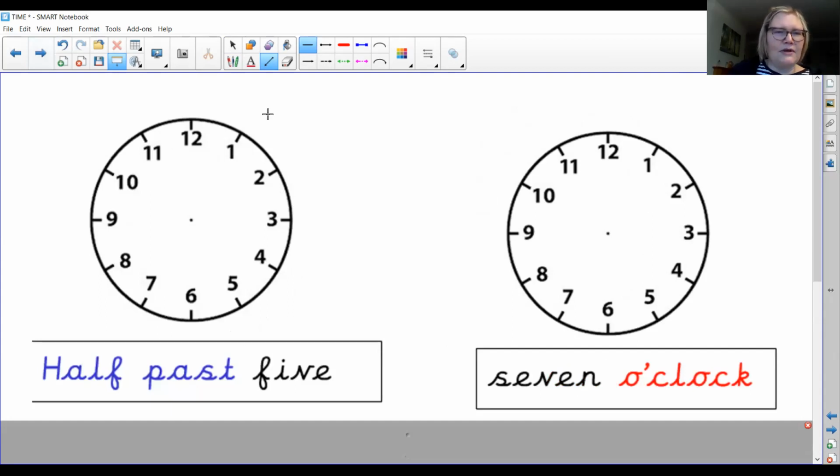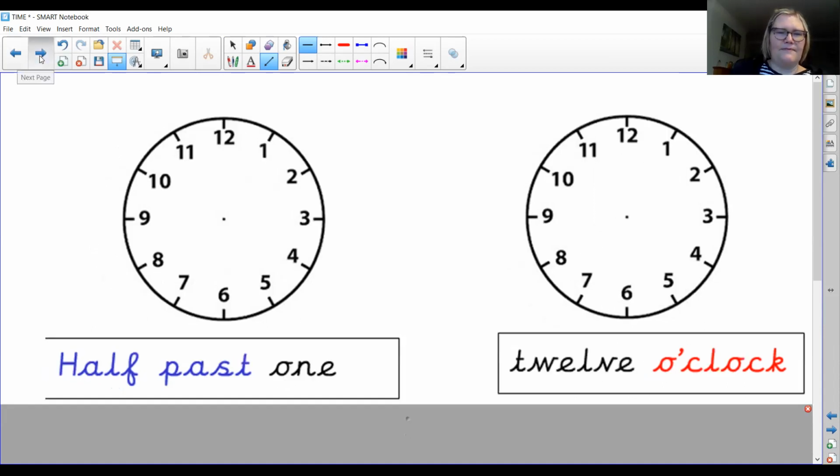Pause the video, you have a little go at explaining or making it on your clock or drawing it. 5:30. So this time, my minute hand has to point to the bottom of the clock, to the 6, and it's got to go past 5 o'clock because it's 5:30. So 5 o'clock is here, so it's got to be in between 5 and 6, hasn't it? And 7 o'clock, we have to point to the number 12, and the hour is 7. Make sure you draw the minute hand longer than the hour hand.